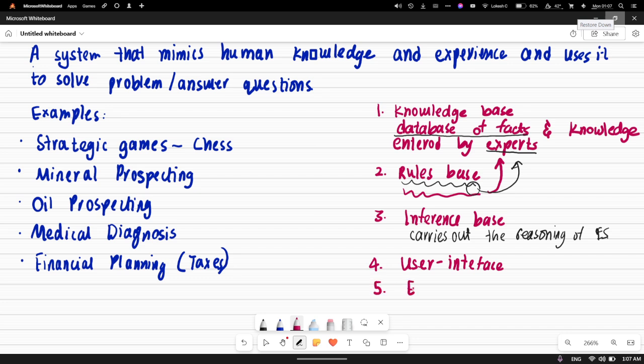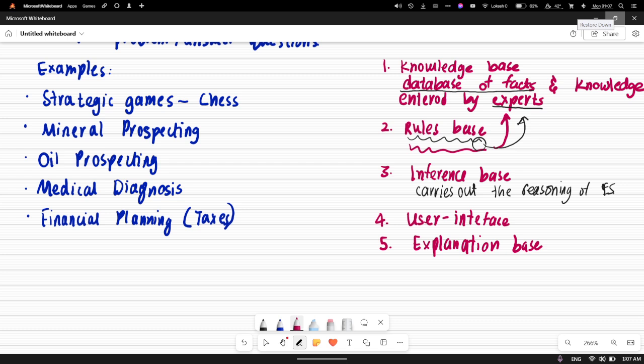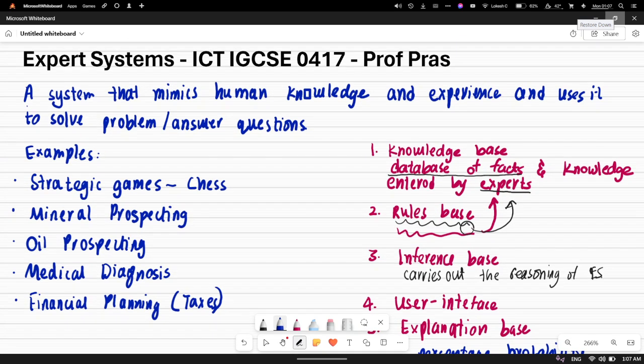Then, when the results are being displayed, we also have something called the explanation base. The explanation base provides a percentage probability of the accuracy of its consequences. The keyword here is provides a percentage probability. Mentioning these keywords is what really gets you the mark. Now, these are the components and everything about the expert system.